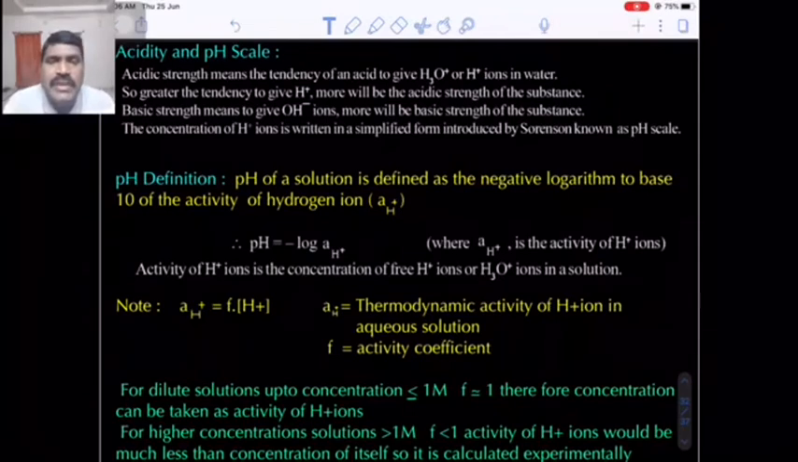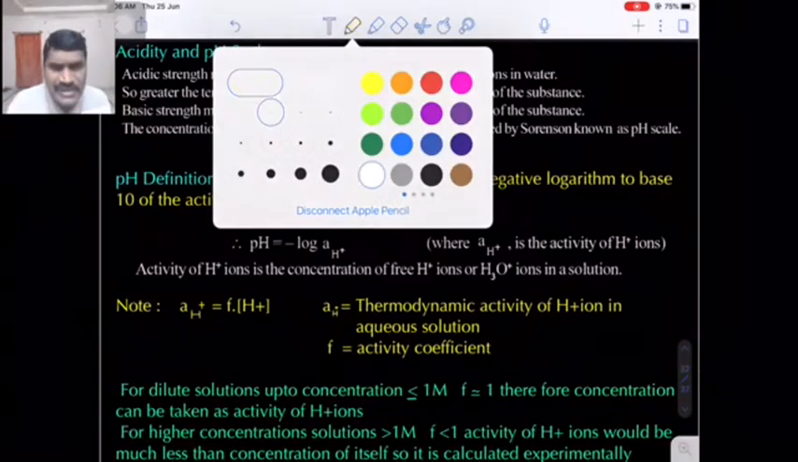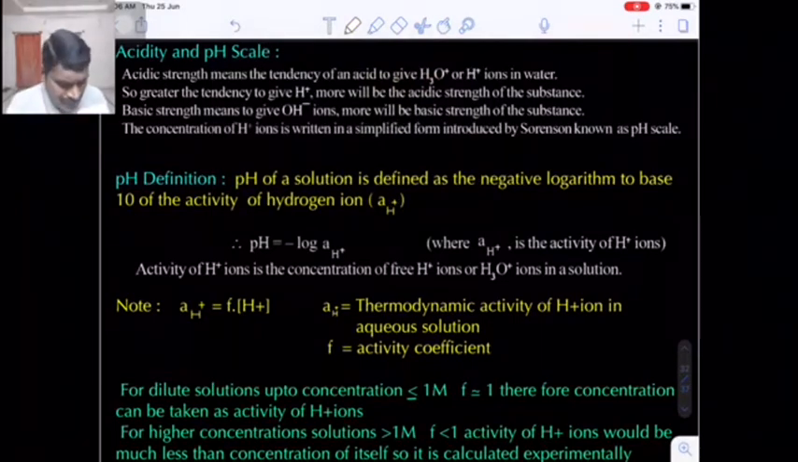Students, in today's class we are going to discuss a very important topic, the pH scale. What is the definition of pH, what are the uses of the pH scale, and how is it useful to measure the acidity of acids and bases? In this lecture we are going to discuss a very important topic, called what? The pH scale. Now what is the acidity and the pH scale?